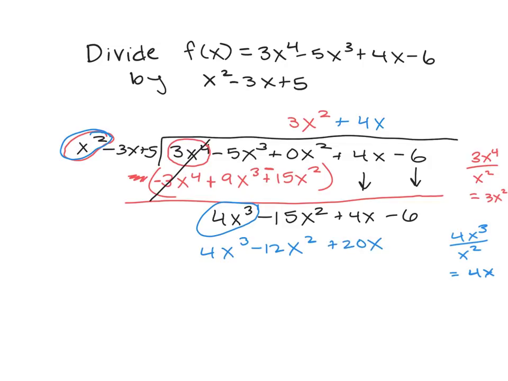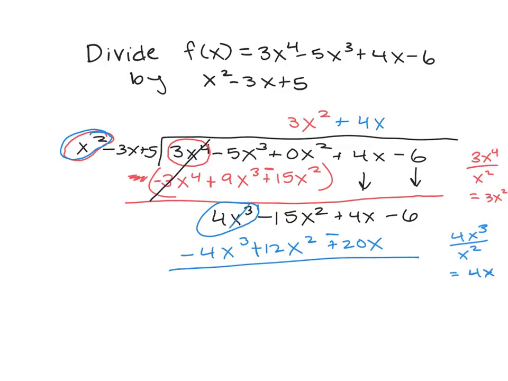And don't forget that I'm subtracting this whole thing. So I'm subtracting 4x cubed, I'm subtracting negative 12x squared, which means I'm adding 12x squared. And then I'm subtracting 20x. So I'm subtracting each part.